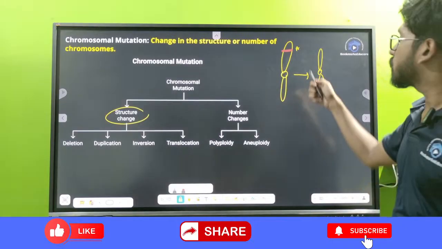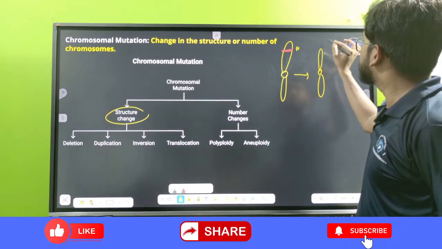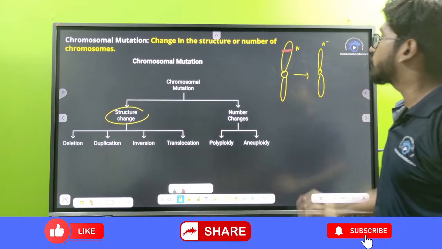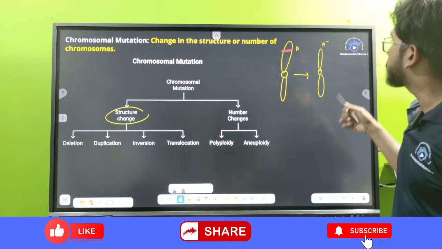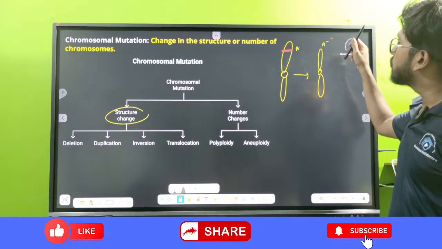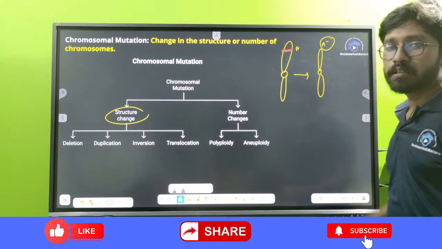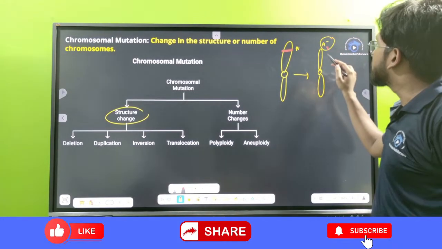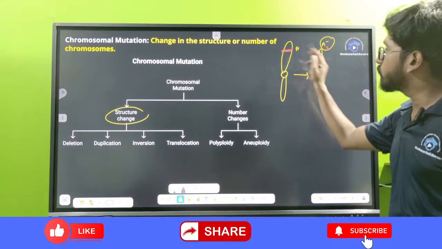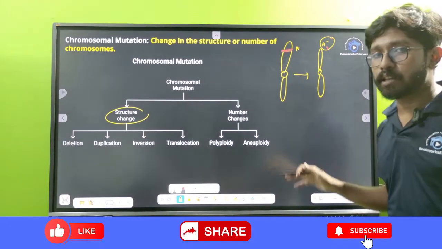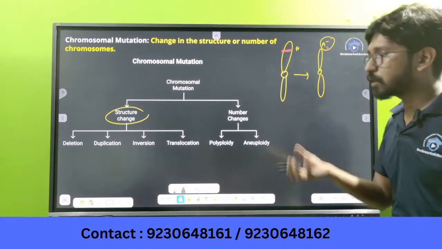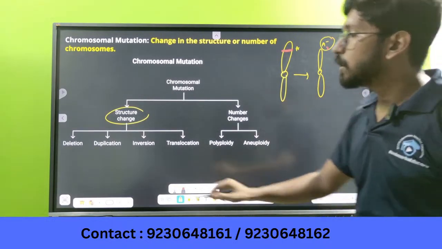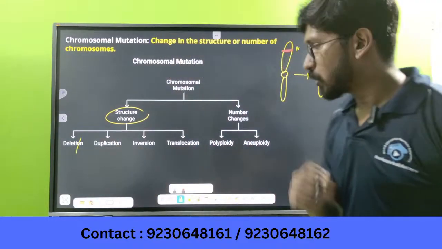The whole part of the gene A became silent, or it was deleted from the gene set, from the chromosomal segment. So the chromosome became A negative for gene A, means the gene A that was present in the chromosome previously, it is not there anymore. A part of the structure of the chromosome itself got deleted.